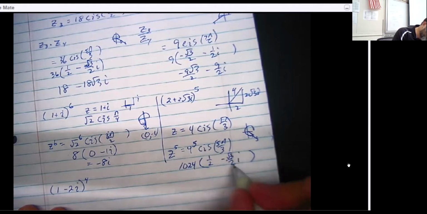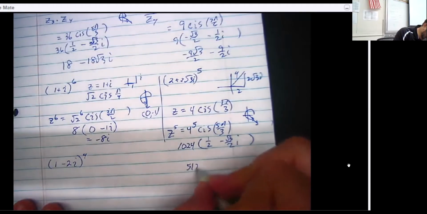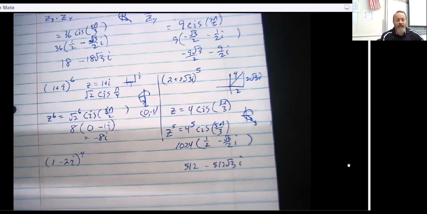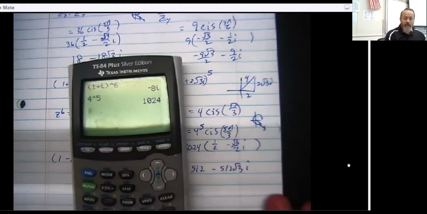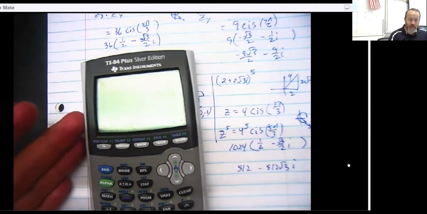Now, again, these are unit circle. The cosine of any kind of pi over 3, the sine of any kind of pi over 3. And so, long story short, this is 512. This is 512 roots of 3i. And that's probably not a number that you would recognize when we do it right here, but I'll show you how that works.